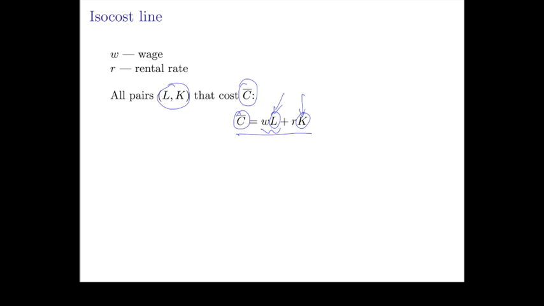So given a wage rate W and a rental rate R, so this is the price of labor, this is the price of capital, all pairs of inputs, L and K, so remember, we're just assuming here that the two inputs that you have are labor and capital. So what are all the pairs of labor and capital that cost exactly C bar for some fixed constant C bar? Well, it's any bundle L and K such that W times L plus R times K exactly equals C bar. So this equation gives us all the bundles LK that cost the same, which cost C bar.